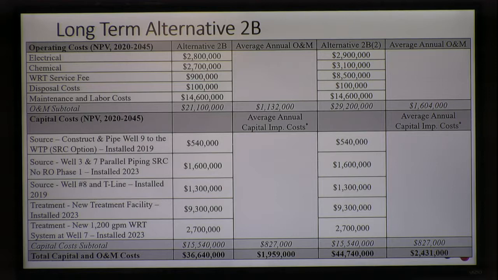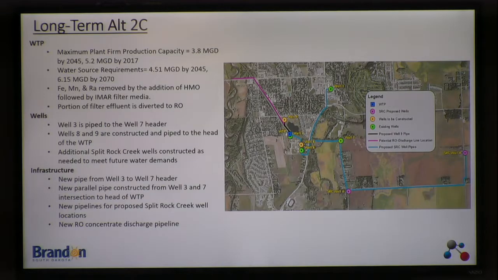Alternative 2C, again, is with RO to enable us to match up hardness with the neighbors. Still continuing to use existing, but you can see out here we need more water because RO has a concentrate stream. So in this case, you'd need to reach out into Split Rock Creek to get an additional well right at the end of that 25-year time. And then that would continue on to supply water out to the 2070 time frame.